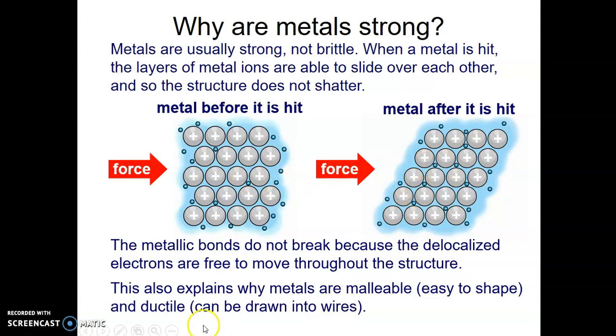You can even pull a metal into a wire. We say they are ductile, they can be drawn into wires, you can do that, and it will still maintain a strong structure even though it has been pulled long and thin, because you still have the electrons in the structure attracted to the positive ions, and you still have those strong attractions holding those together.